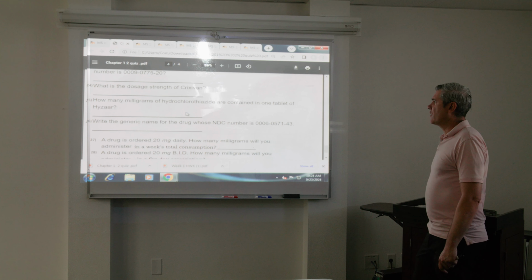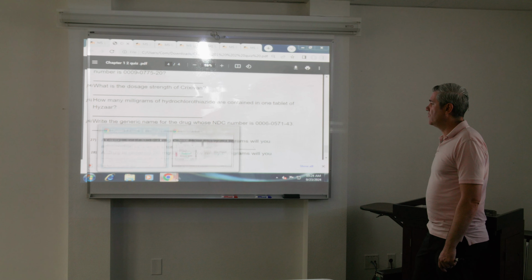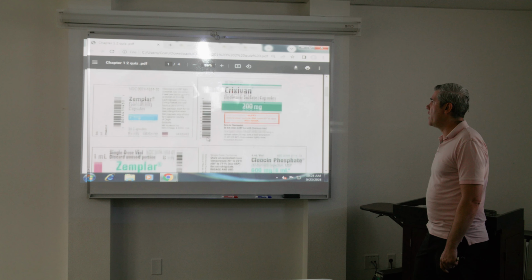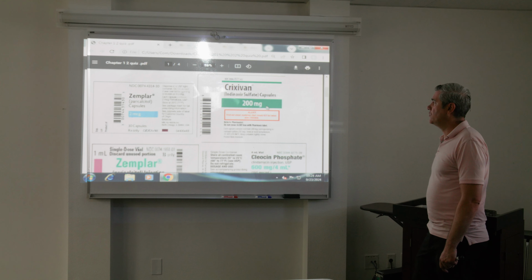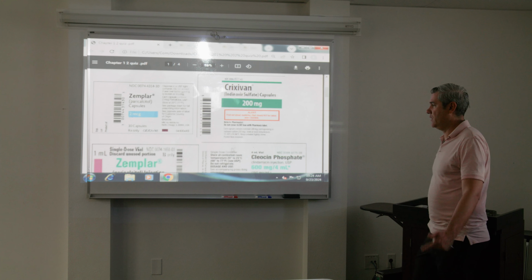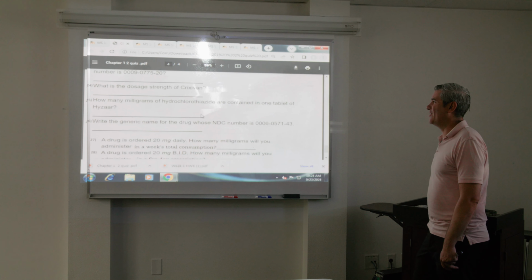And what is the dosage strength of Crixivan? So let's go again to the labels and let's try to find the Crixivan. There it is. So the dosage strength is 200 mgs. That's it, guys. Don't break your head. Just learn to read the labels.